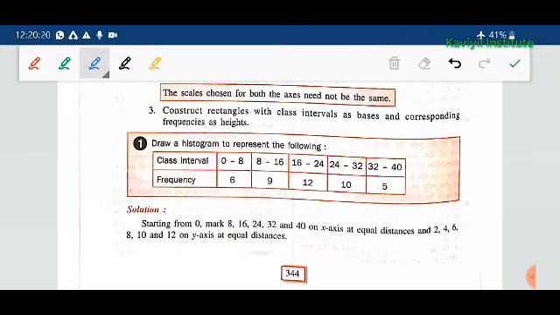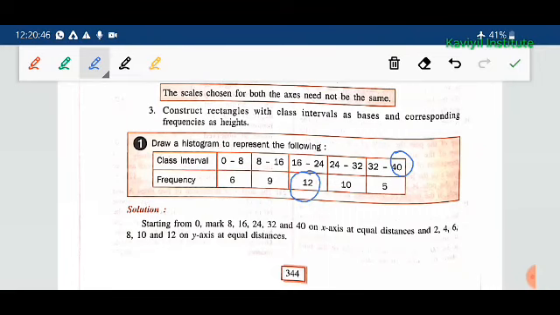What speciality do you observe? The class width, or size of the class, is how much? 8, right? Each class has a size of 8, and the frequencies are 6, 9, 12, 10, 5. The highest frequency we observed here is 12, and the highest class is 40. These are the two observations we made initially.